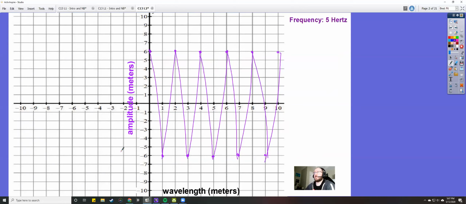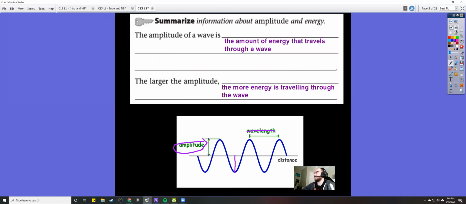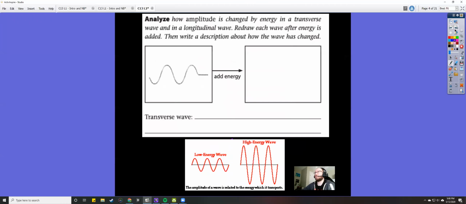Okay, now that you're unpaused, I can give you the answer. The answer for this particular amplitude for this wave is 6 meters. If you measure from the resting point, which is 0, all the way up to the crest, we go 1, 2, 3, 4, 5, 6 meters. So the answer is 6 meters. Same thing if you measure from the resting point to the trough: 1, 2, 3, 4, 5, 6 meters. So pretty easy stuff. It's just simple distance measurement.